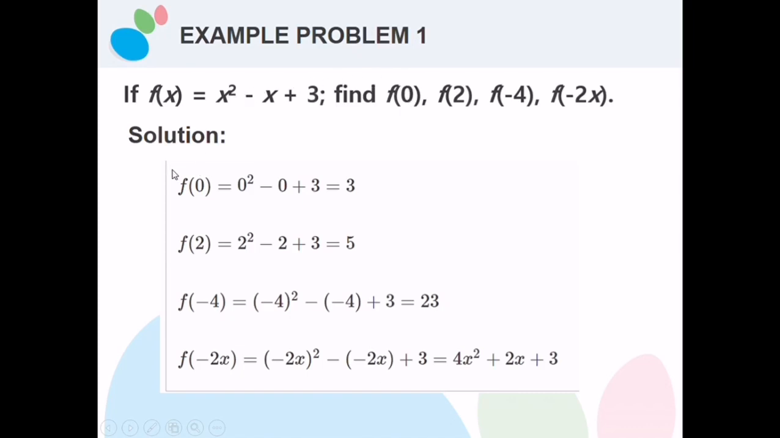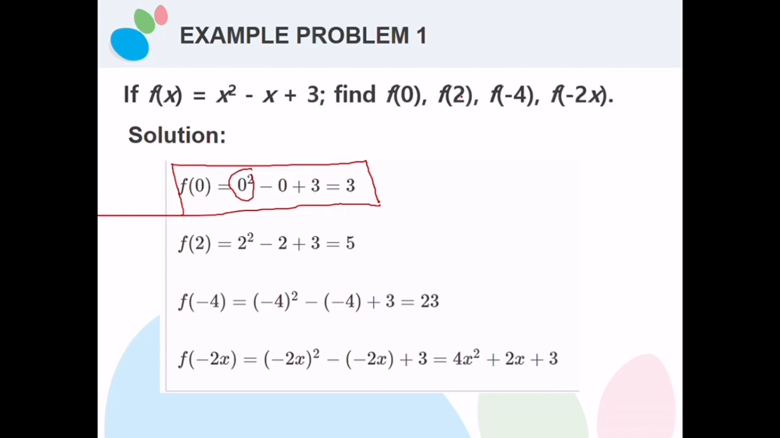So in our first problem, for f of 0, the x will be 0, so x squared will become 0 squared, and then x will become 0 also, plus 3. If we calculate this equation with x equal to 0, our answer is positive 3. Next example is if our x is equal to positive 2.